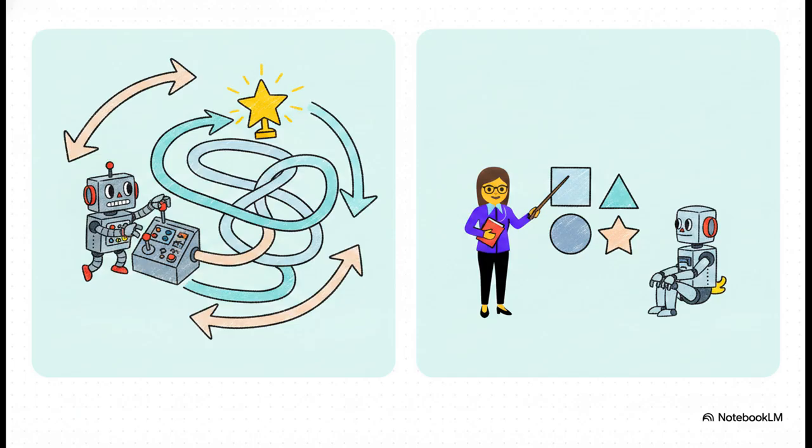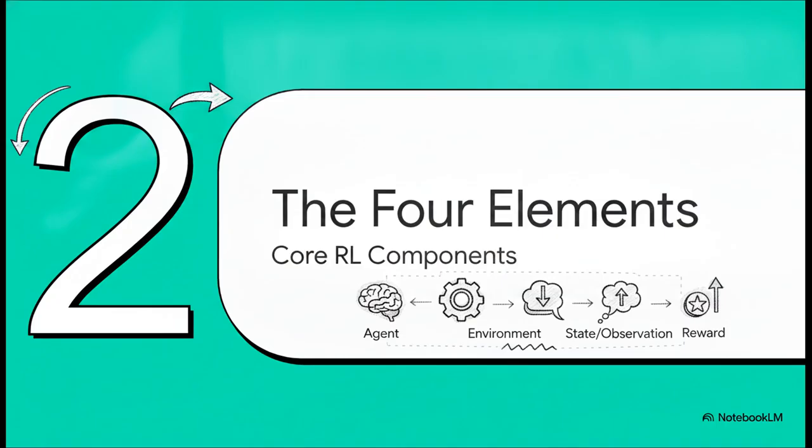It is a closed-loop system. It learns via evaluative feedback and trial and error just to maximize a numerical reward. No one is telling the learner what to do. It just has to go out there and actively discover which actions yield the absolute biggest payoff. Which brings us to section 2, the 4 key elements.